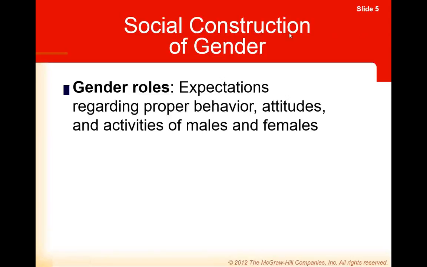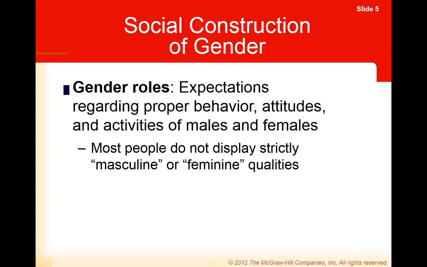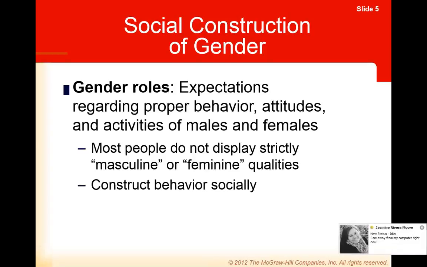All right, so when we say gender role, what we're referring to are expectations about norms. What are the norms of gendered behavior? What are our expectations regarding proper behavior, attitudes, and activities of males and females? The idea of being purely masculine or purely feminine exists as an abstract ideal. Most people display some combination. Most people do not display strictly masculine or strictly feminine qualities.